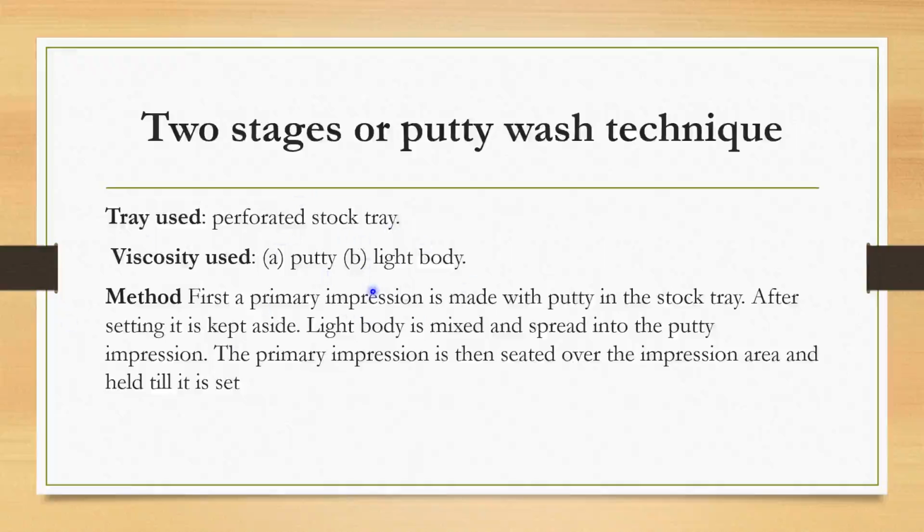What happens is we first take a primary impression with the putty in the stock tray, then it sets, and then we put it aside. Then we take the light body later on, we mix it, and we put it in that impression we have taken with the putty, and then we place it in the patient's mouth, and it sets. So we do it at different times: first you put the putty, it sets, then the light body, then it sets. That's why it's done in two stages.